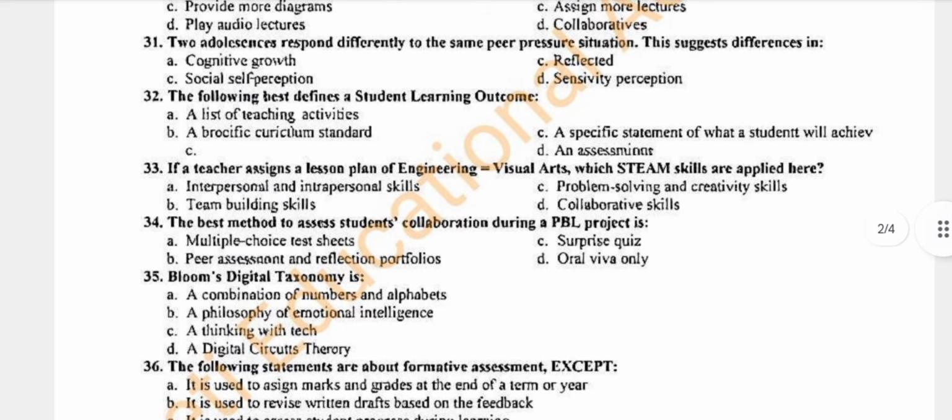Question number 33. If a teacher assigns a lesson plan of engineering visual arts, which STEAM skills are applied here? And the correct answer is C, problem solving and creativity.